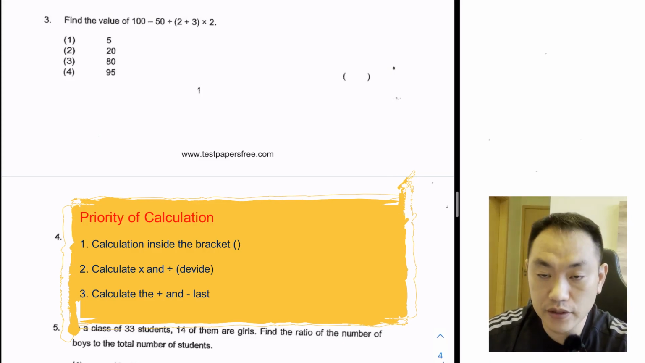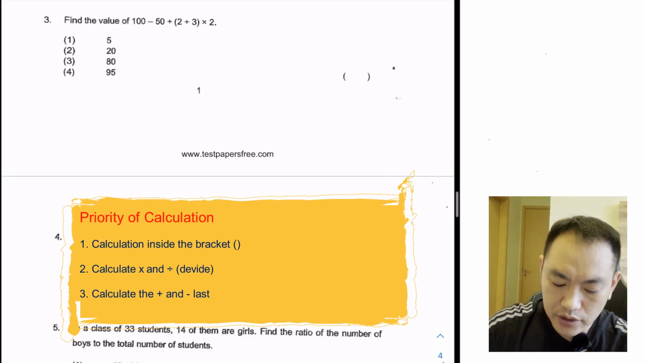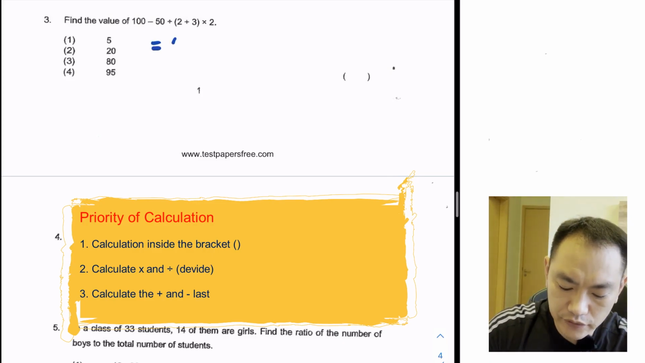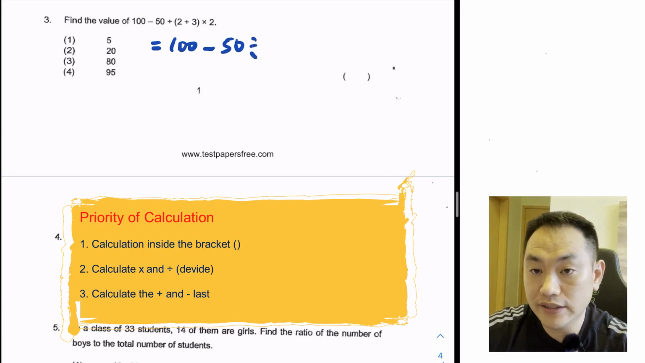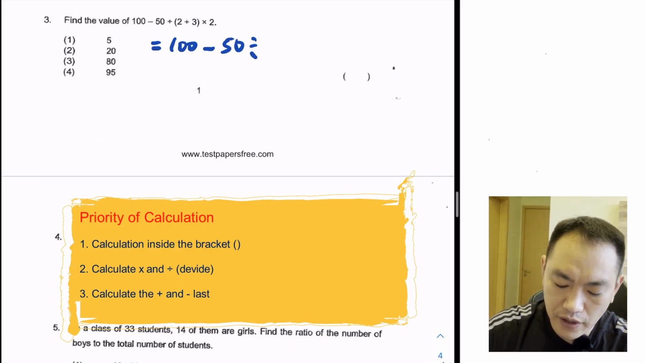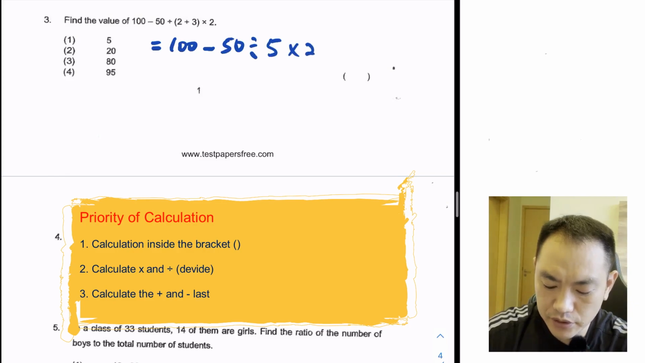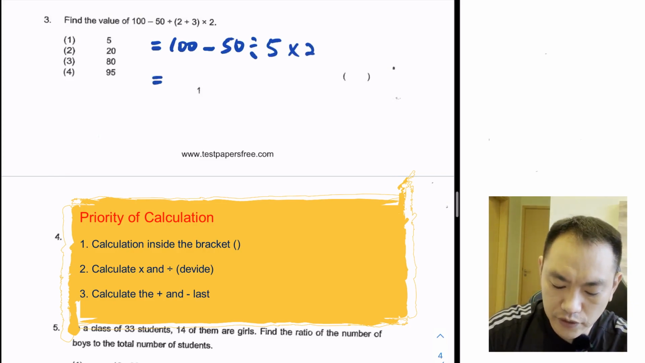So basically with this simple equation, you don't do the 100, so you leave the 100 there, minus 50 divided by. We will do whatever is inside the bracket first. So what's inside the bracket? 2 plus 3. So 2 plus 3 equals 5. We can keep the 5 here, and then times by 2. Then we move on to the next row.